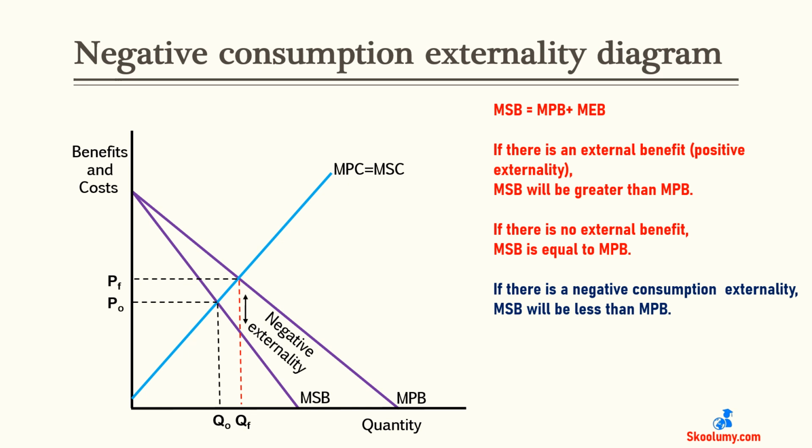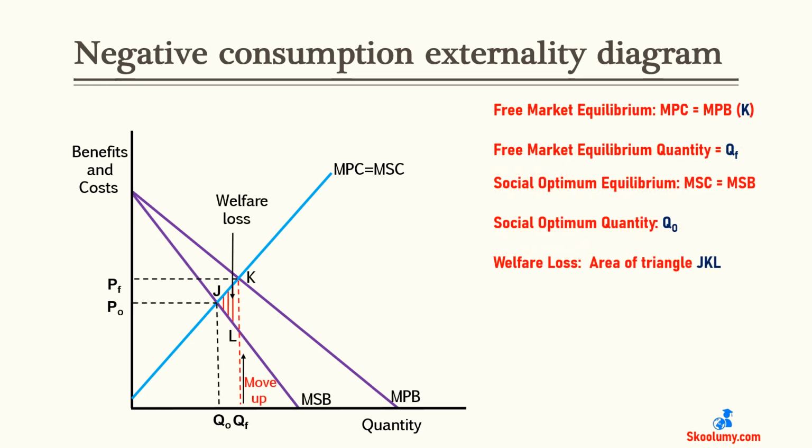Negative consumption externality means that consumption is harmful to third parties. This means the social benefit will be less than the private benefit. Therefore, the marginal social benefit curve will be below the marginal private benefit curve for negative consumption externality. The free market equilibrium, point K, is where the marginal private cost and marginal private benefit are equal. The free market equilibrium quantity is QF.